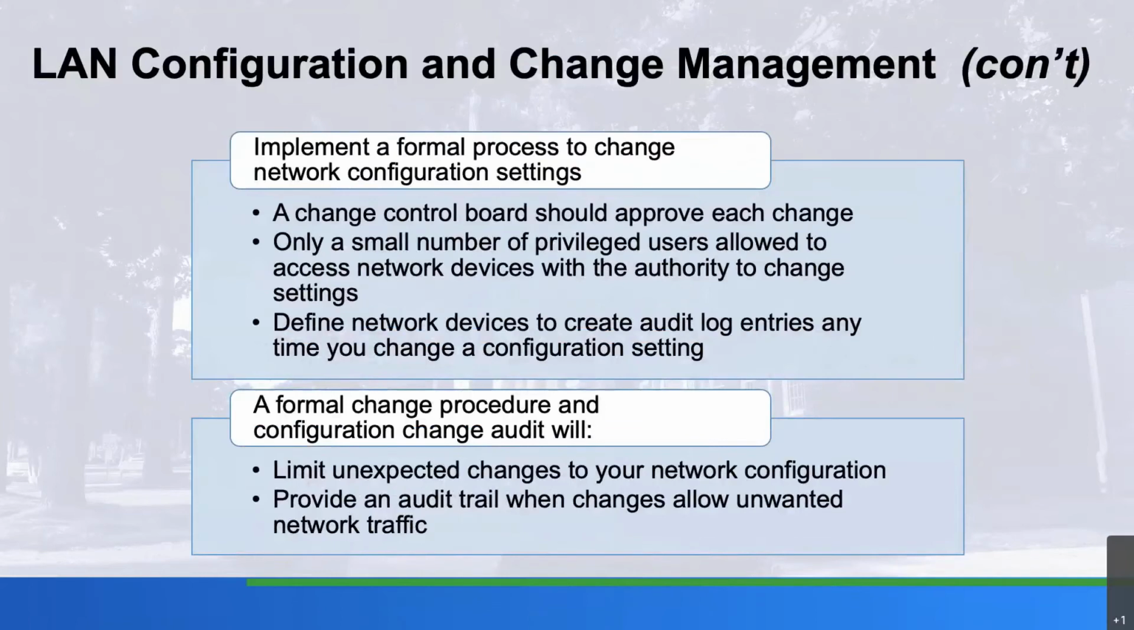So that's part of that. You need to have a control board, which is a group of people that approve each change to the network. Only a small number of people should be able to actually make those changes, and they shouldn't be on the control board. So that's separation of duties, right? The people that approve the changes should not be able to make the changes. They should have to get someone else to make it. And the reason we use that control is, if they want to bypass one of the controls, then they would have to have collusion.